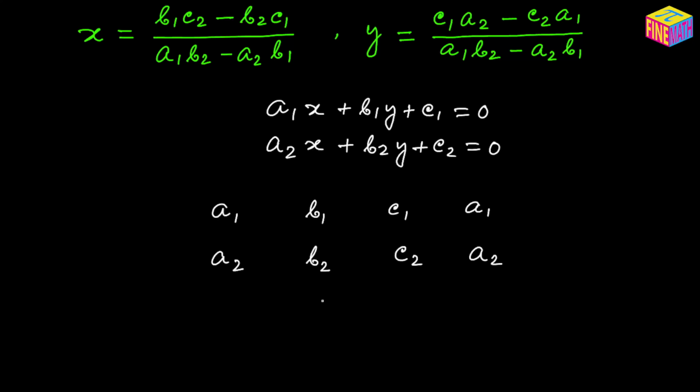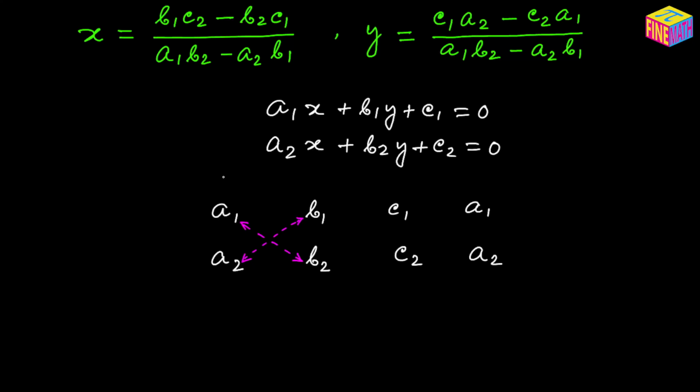The denominators of the value of x and y are always the same, and they are kind of like this. If we multiply a sub 1 with b sub 2, we're going to multiply like this, and then minus a sub 2 times b sub 1. You can remember it like this. This is why we call it cross multiplication. So this will give us the denominator.